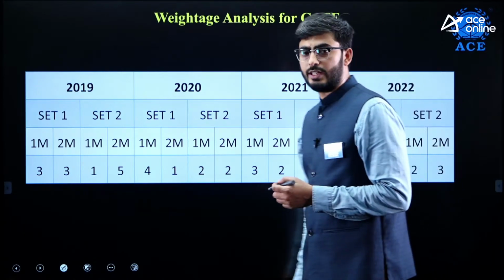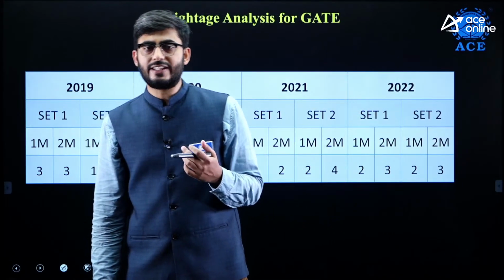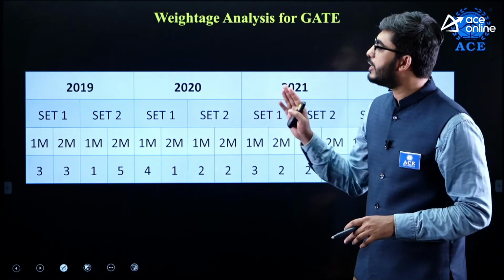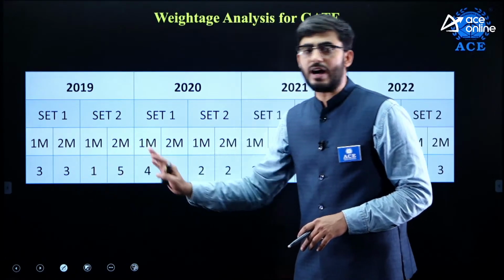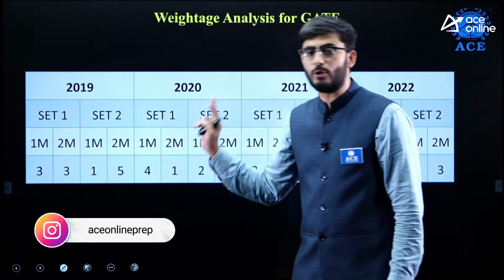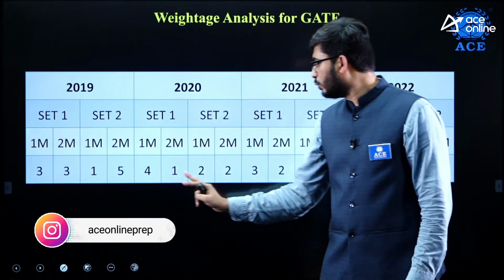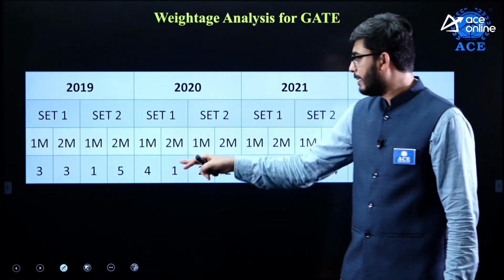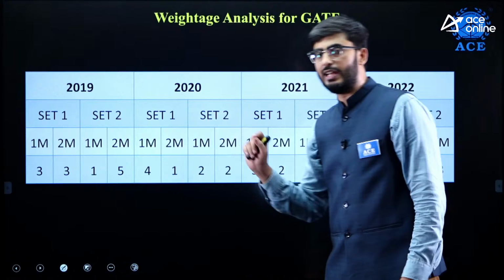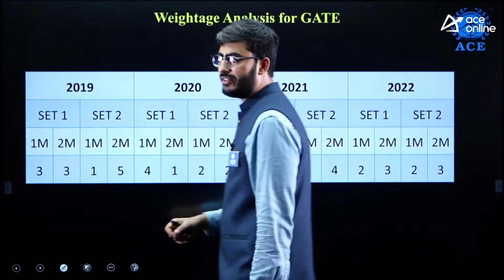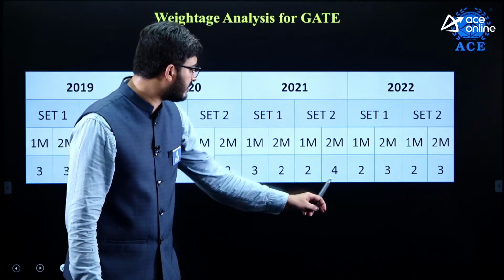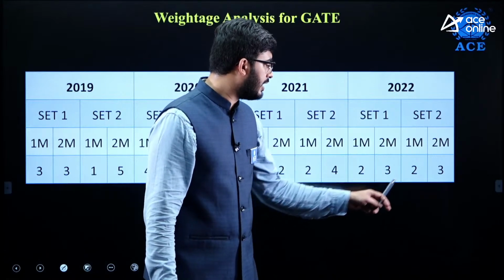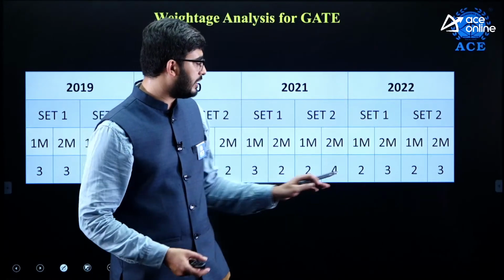Now, guys, let us see the weightage analysis of this subject for the GATE examination. We can observe that in the year 2019, about 9 marks were asked, and in another paper about 11 marks. Similarly, in 2020, 6 marks in both the sets. Minimum being 6 marks and maximum being 11 marks. In 2021, 7 and 10 marks. In 2022, in both the sets, 8 marks.